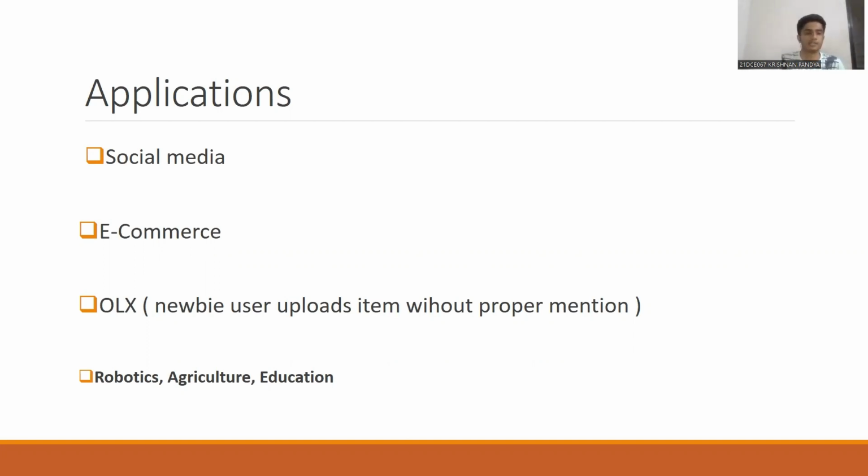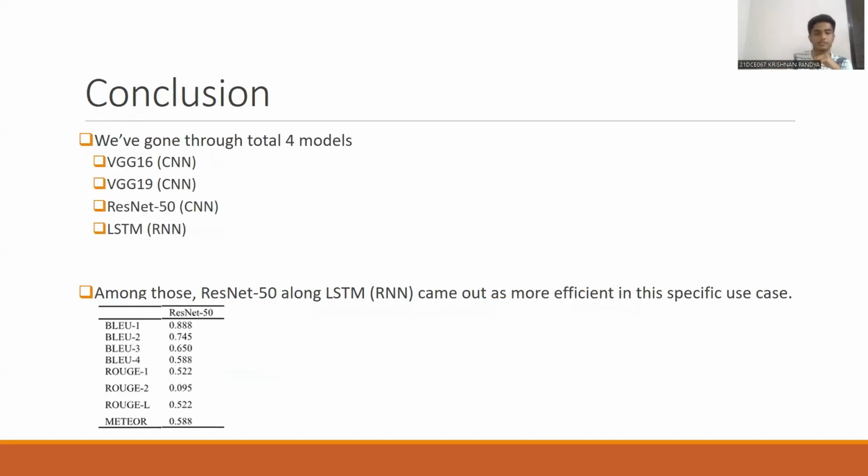Specifically, if we talk about a use case, we can take the example of OLX. If a new user tries to sell something on this platform, but he or she is unable to give it a proper caption, then if OLX has a better model to capture that image, it can generate a valid, proper title according to their product. And for that, it can reach more relevant users, a more relevant audience. It has also affected fields like robotics, agriculture, and education.